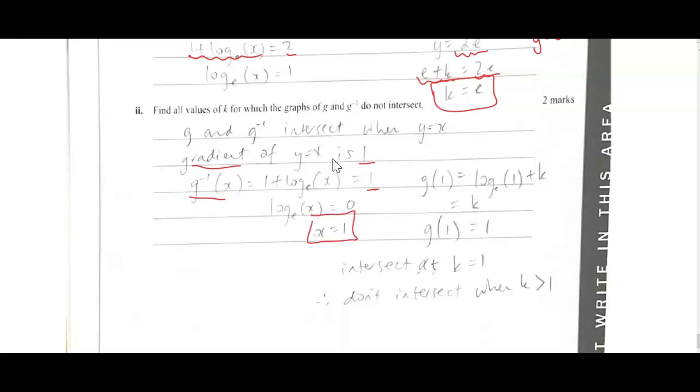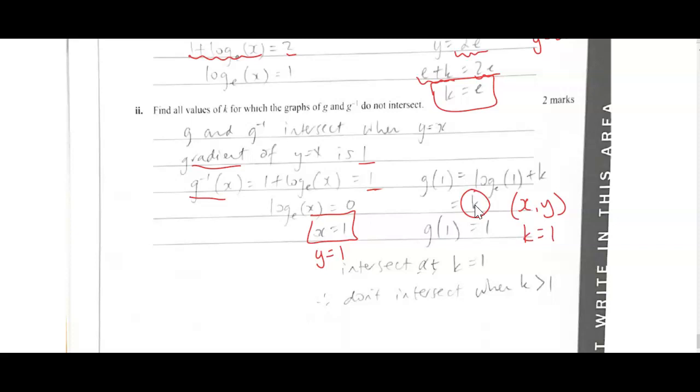And then substituting 1 into g of x. So log base e of 1 is 0 plus k. All right, so we've got k here, but remember they intersect at x, y. So if, and I probably didn't even need to do that. If x equals 1, then obviously y is equal to 1. And actually, no, I did have to do that because I had to get the value of k. So k is equal to 1.